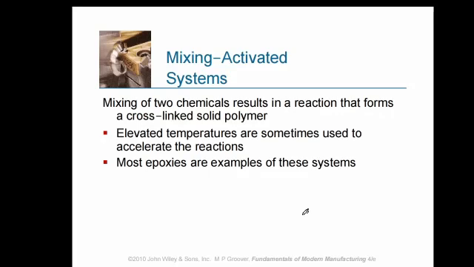Then the third system is the mixing activated system, which means the mixing of two chemicals, which causes a reaction which causes cross-linking in a polymer. Sometimes you also add some heat to speed up the reaction. An example of polymers include the epoxies, which are produced using this system.